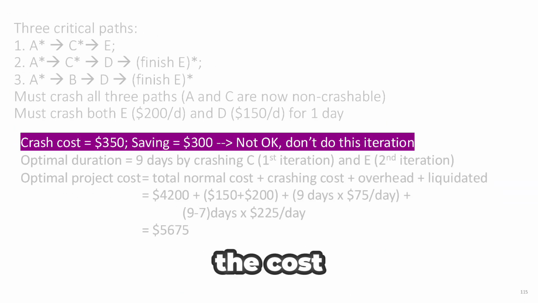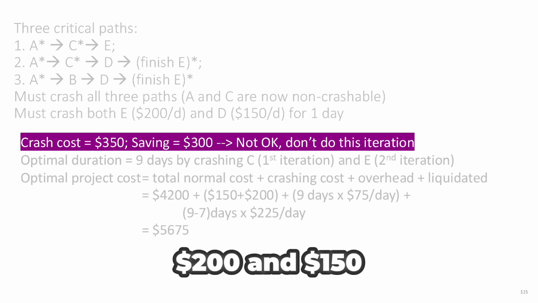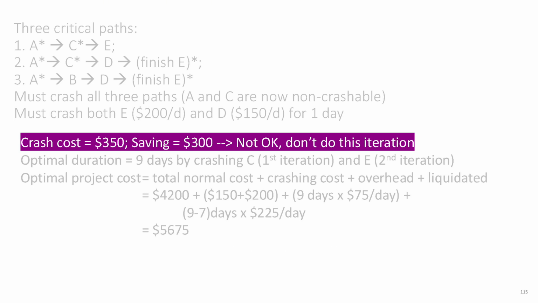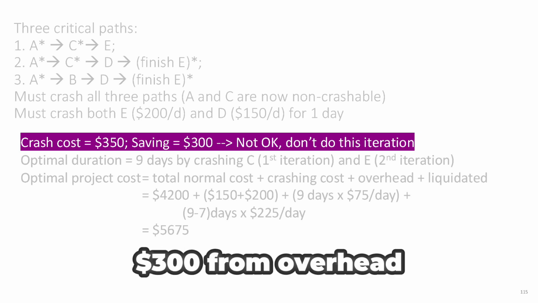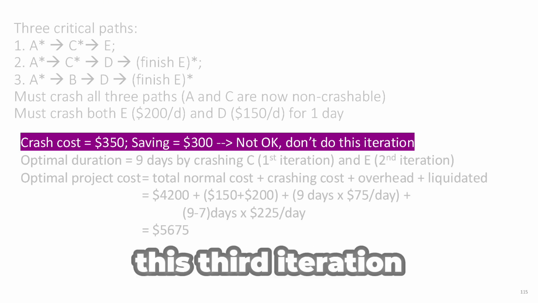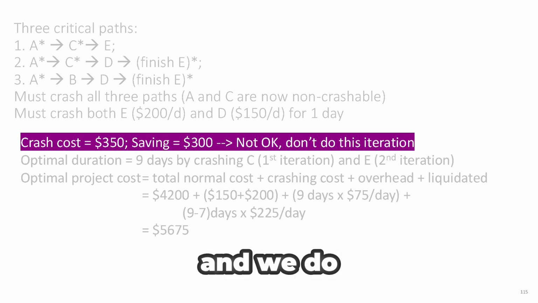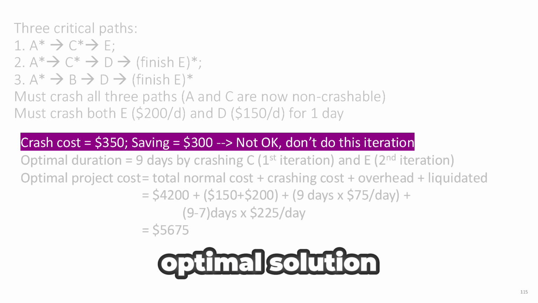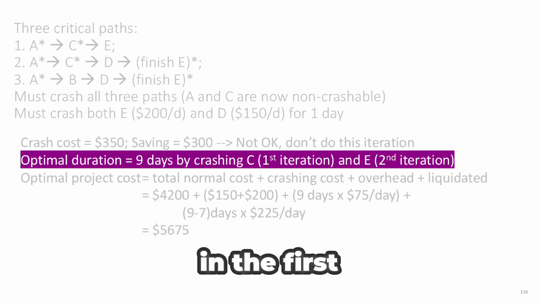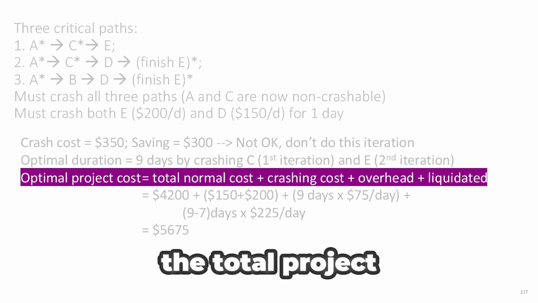Now we calculate the cost. Crashing E and D cost $200 and $150 respectively, totaling $350. The savings remain $300 from overhead and liquidated damage reductions. Since the cost exceeds the savings, this third iteration is not economical, and we do not proceed with it. As a result, the previous step gives us the optimal solution. The optimal project duration is 9 days after 2 crashing iterations. In the first iteration, we crashed C by 1 day, and in the second iteration, we crashed E by 1 day. Now, let's calculate the total project cost.